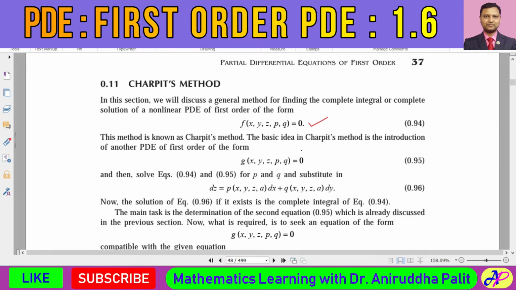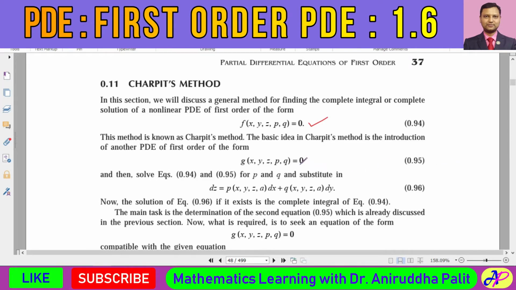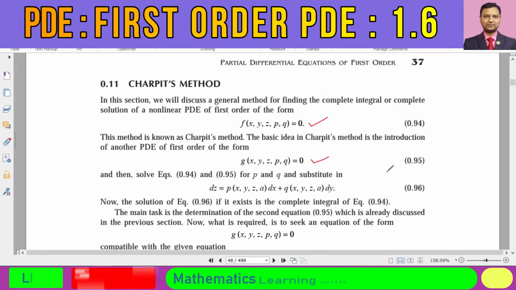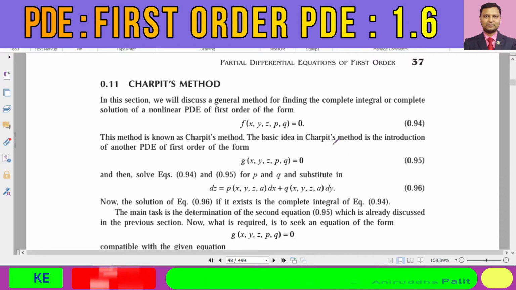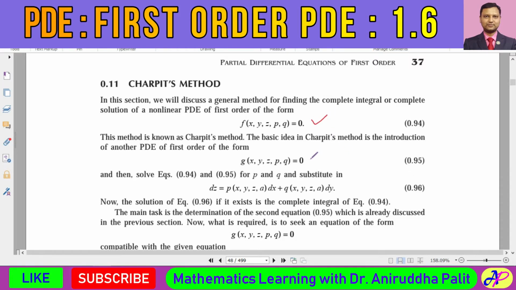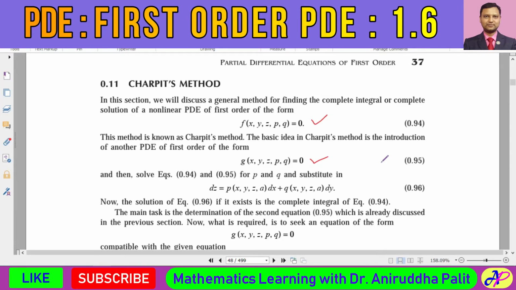And the basic idea of Charpit's method is to introduce a second partial differential equation of first order like this, such that these two equations f and g are compatible to each other. What is the meaning of compatible equations? I told you in the last lecture that compatible means that both of these two partial differential equations will have a single solution. In that sense we say that these two partial differential equations are compatible PDEs.